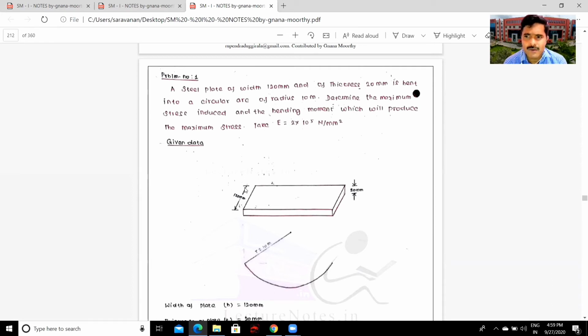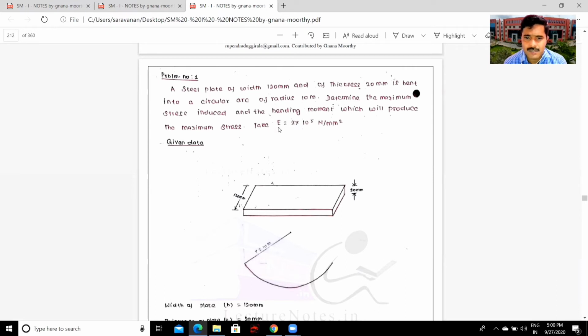So how will the bending stress be developed? Because of the maximum bending moment. Because of the maximum bending moment, you will get the maximum bending stress. So what is the bending moment value, and what is the maximum bending stress value? That we have to find out. Take E equal to 2 into 10 power 5 Newton per mm². What is E? Young's modulus.